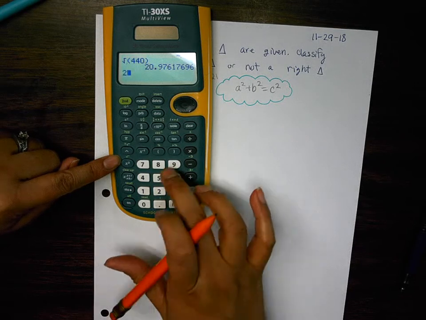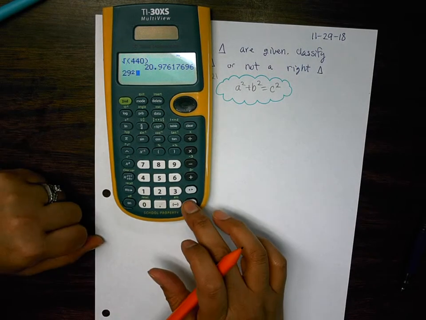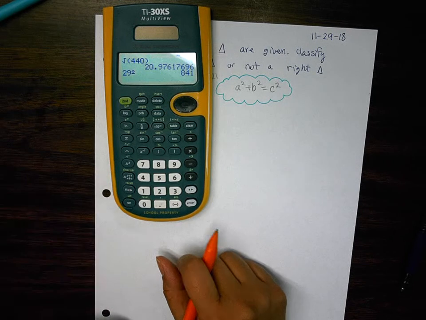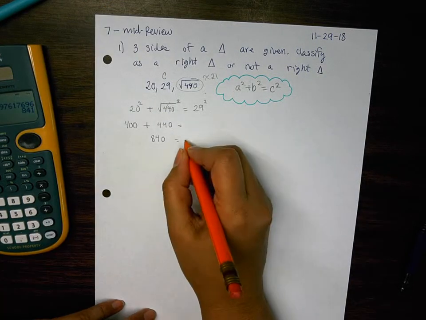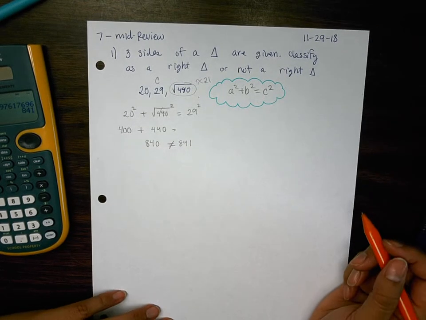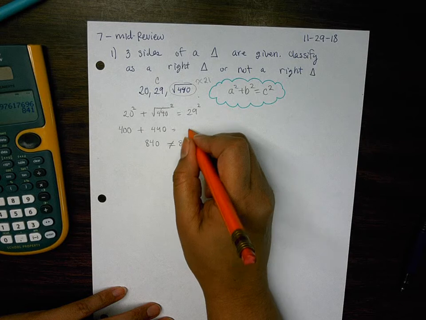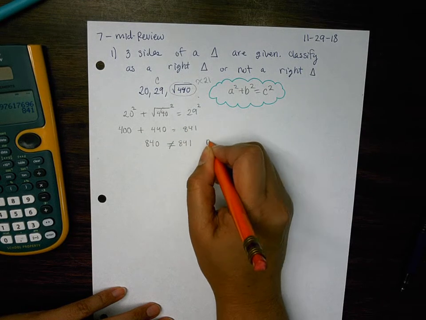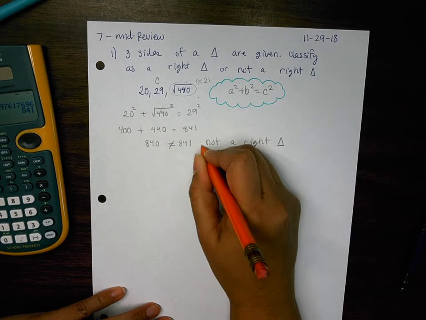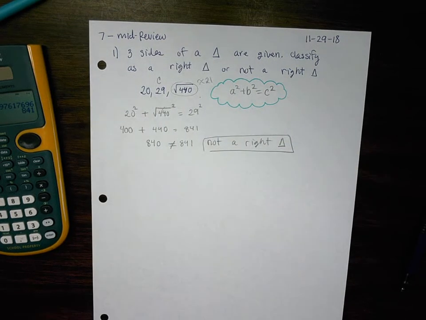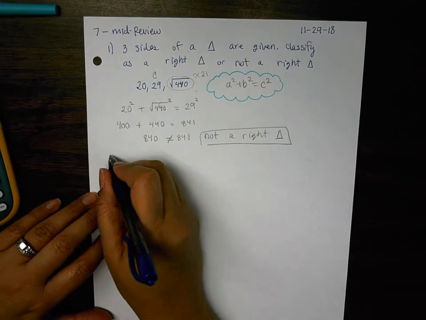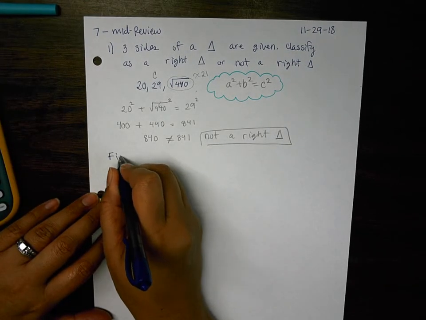Your squared key in your calculator is right next to your 7 key. Don't use your second. You just do 29 squared. And what does it come out to be? 841. Did they come out to be equal? Yeah. So would I say right triangle or not a right triangle? Not a right triangle. Questions? Okay.